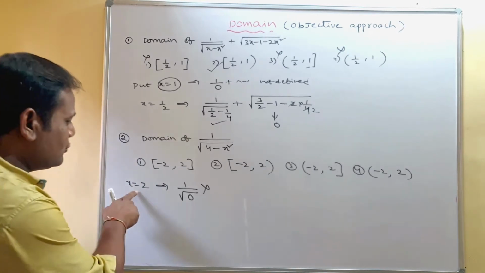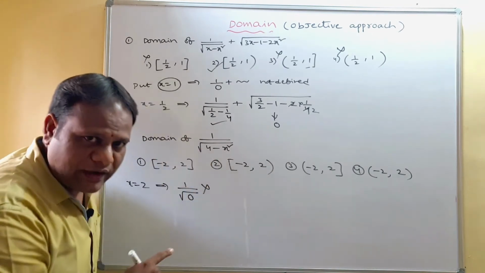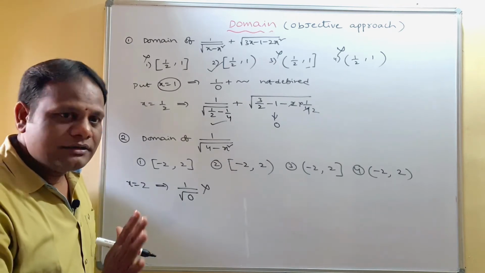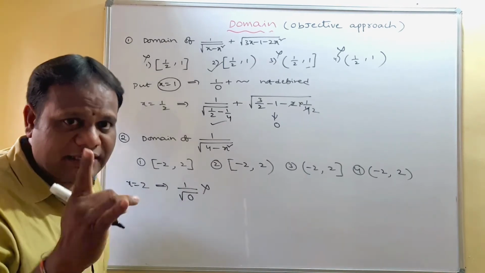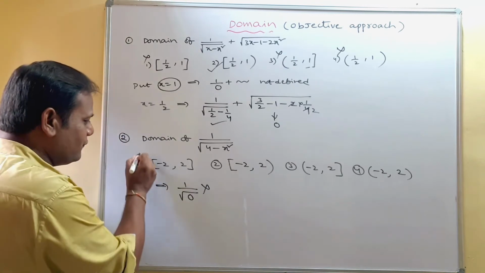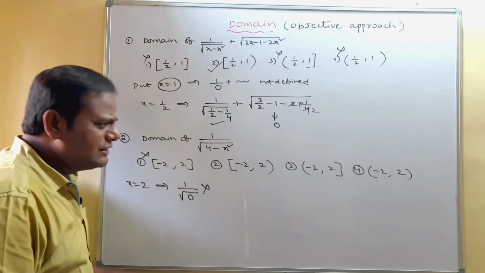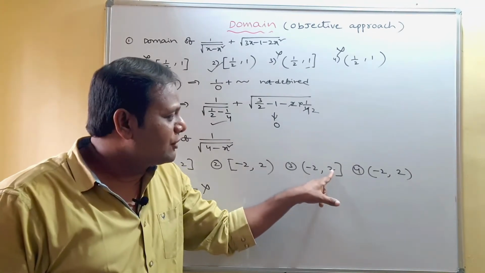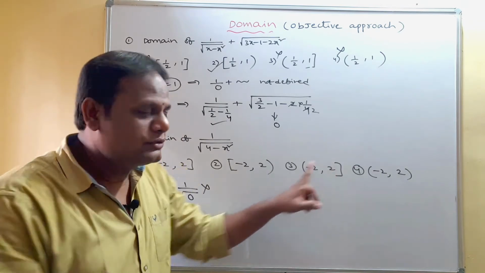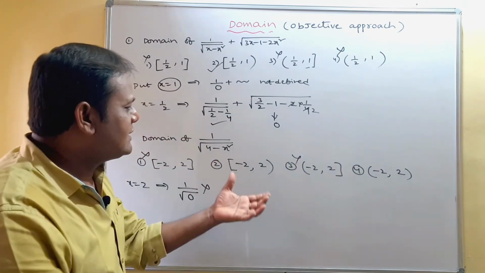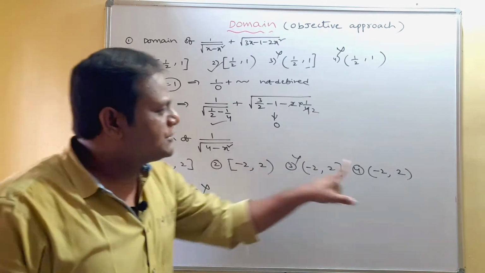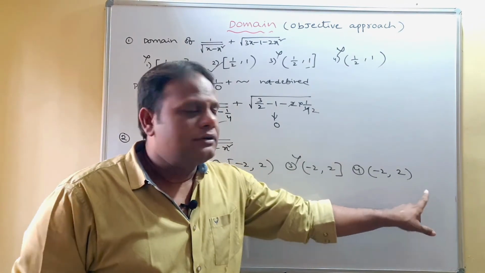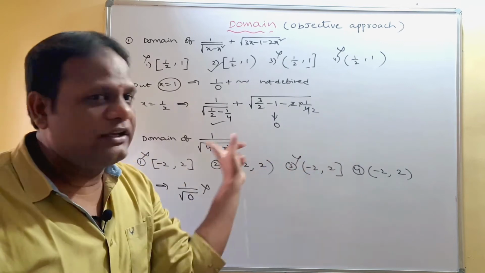So at x equal to 2, is the function defined? No, it is not defined. So can you take x equal to 2? No. So the first option is wrong. Observe the third option. In the third option also we have 2. So it is wrong. So the answer may be either the second option or the fourth option. Try to understand the difference between those two.